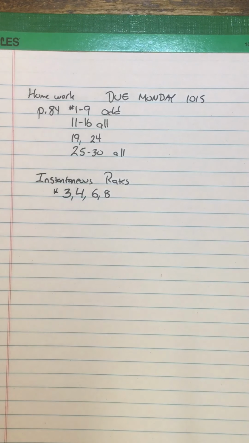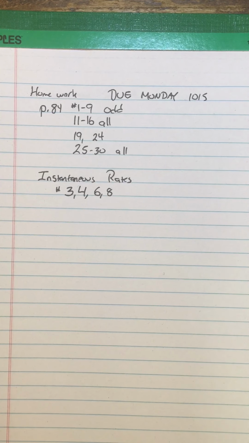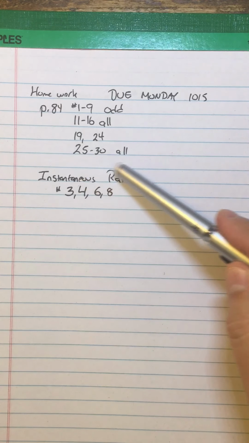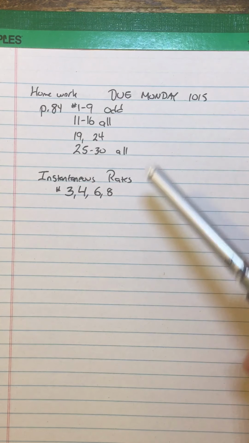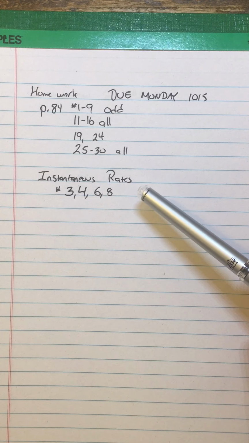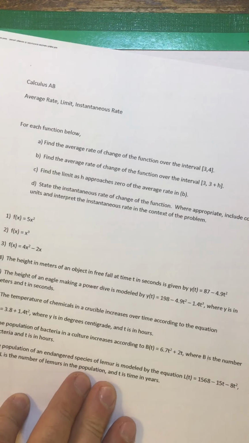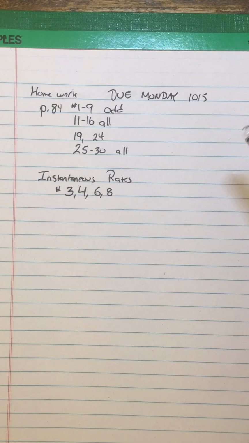So what we've talked about so far will enable you to successfully complete homework on page 84, where I'm assigning you 1 through 9 odd, 11 through 16 all, 19, 24, and 25 through 30 all. Now, I'm also adding to that homework a worksheet called Instantaneous Rates. This is posted on the Google Classroom and also on the handouts page of the website.